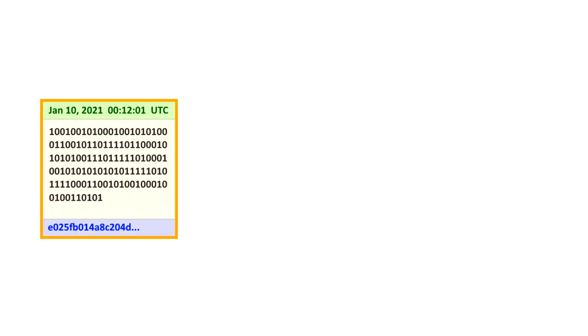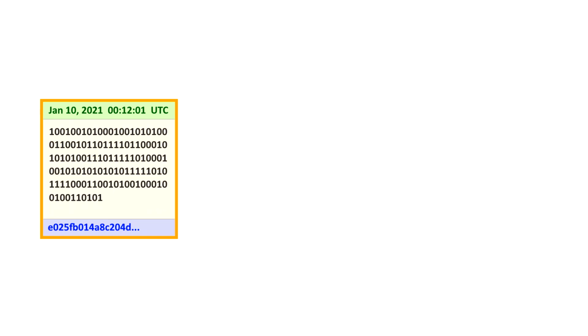So here we have a sample block. It has a timestamp, January 10th, 2021, a little bit after midnight. It has a chunk of data. In this case, it's just a bunch of ones and zeros. And then, of course, it has a signature in blue at the bottom, E025FB, and so on. If we take the timestamp and the data and run our signature function on it, boom, we get the signature E025 below.